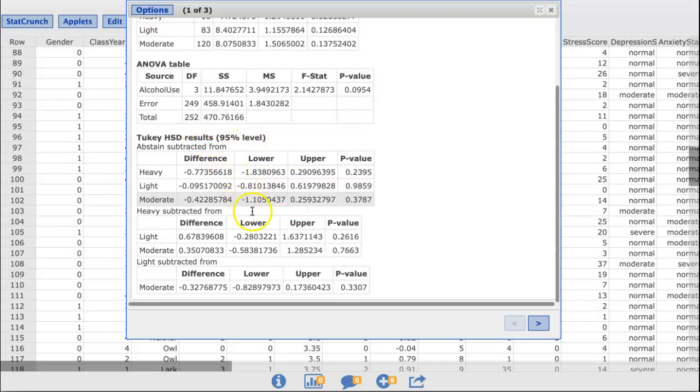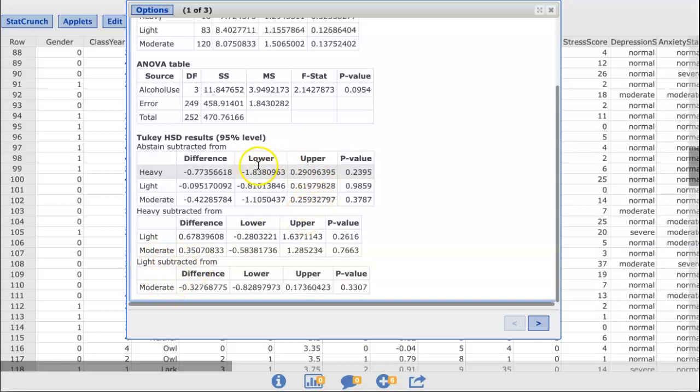Okay, so automatically it tells you the 95% overall confidence level or capture rate, right? And then it tells you which group is subtracted from which. So it's abstain minus heavy, abstain minus light, abstain minus moderate. This is heavy subtracted from light, so heavy minus light, heavy minus moderate. So we're doing the difference in the means. And then this is light subtracted from moderate.